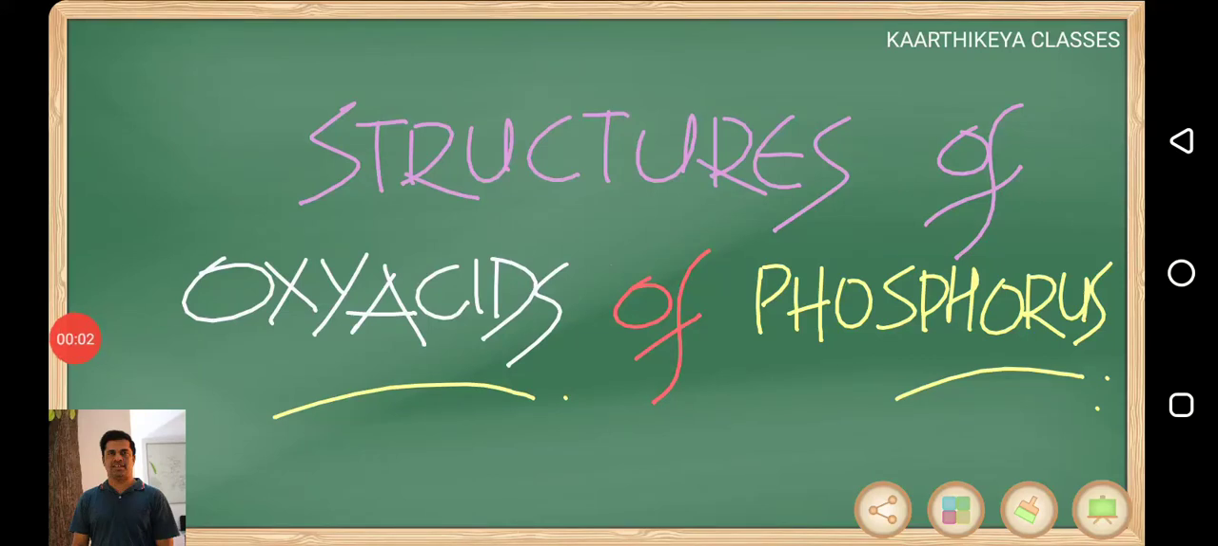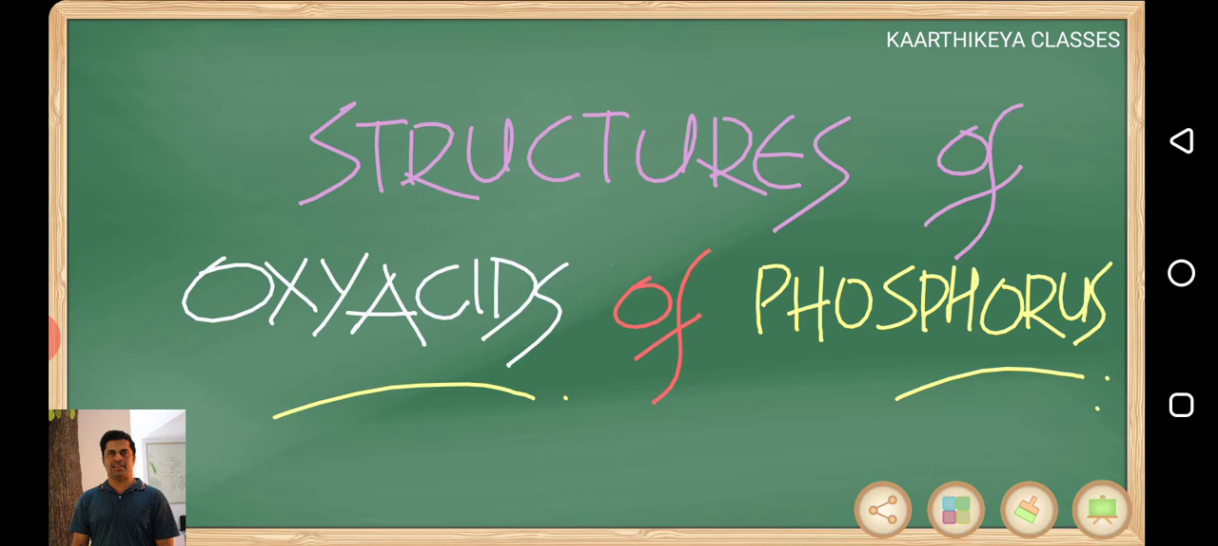Hello all. In this session we will discuss the structures of oxyacids of phosphorus. Few phosphorus oxyacids are there. Their structures are very important. Monobasic, dibasic, tribasic, tetrabasic, you can decide on the basis of the structures. And the reducing nature of a few acids also can be explained on the basis of structures. So you can expect a few questions in JEE Main, NEET, and BITSAT type of exams.